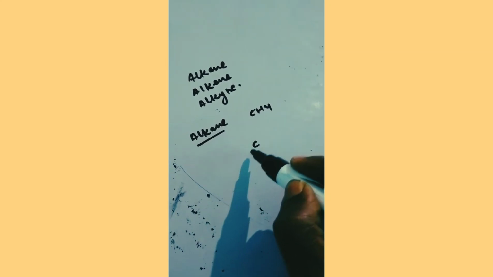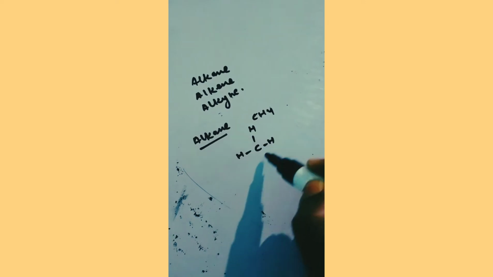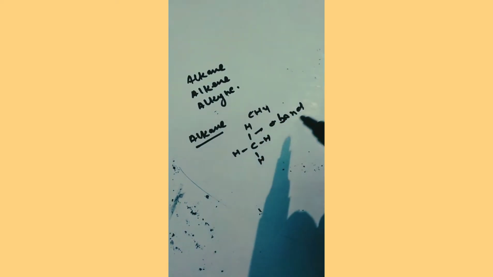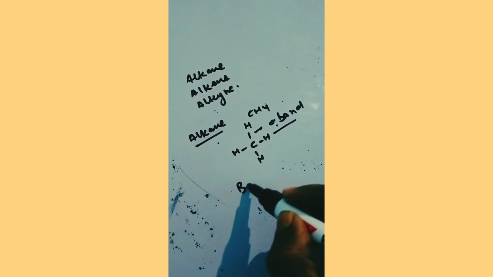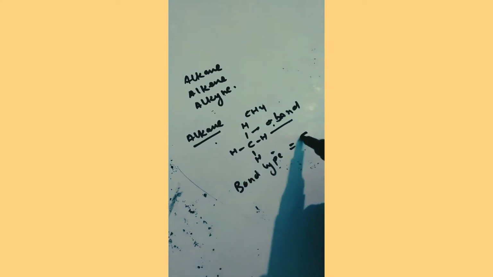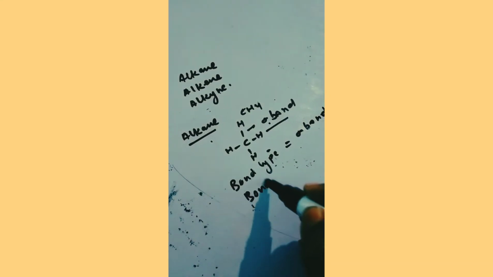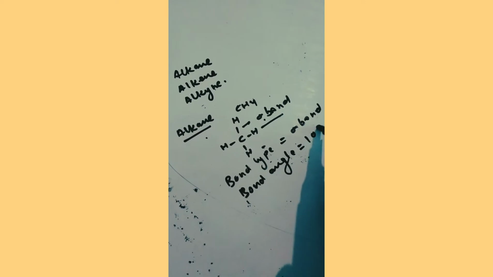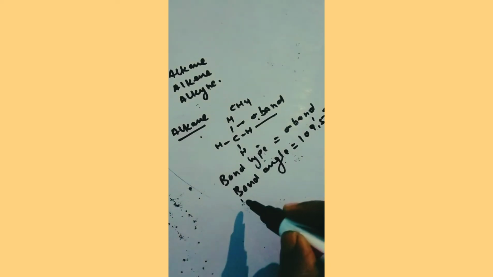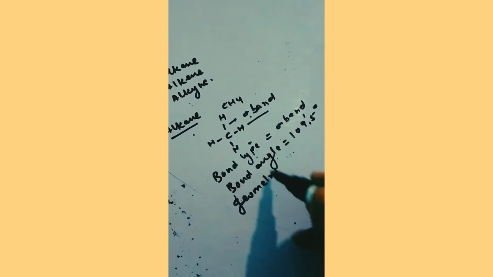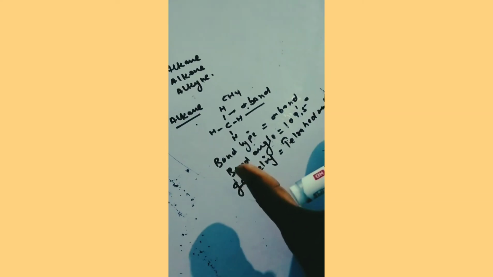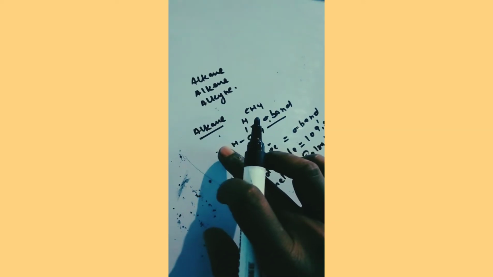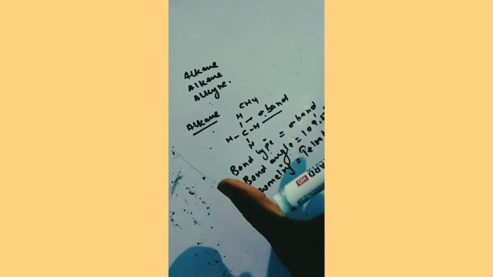Carbon, as I have discussed, has 4 valencies. So first of all, you will attach 4 single bonds. These are the sigma bonds. The compound which has only sigma bonds is called an alkane. So it is the simple alkane, and bond type: only sigma bond is present. When you talk about bond angle, it is 109.5 degrees. And when you talk about geometry, it is tetrahedral. So these are the main characteristics of alkane.